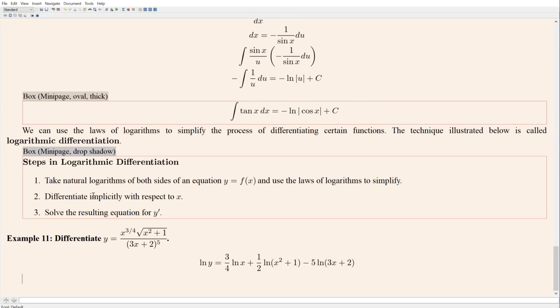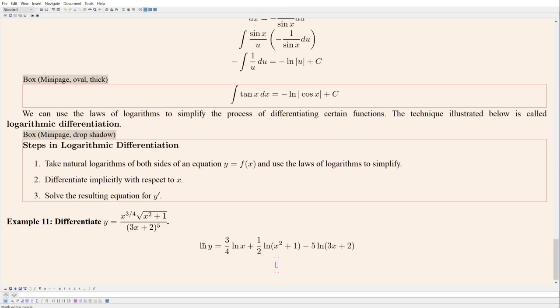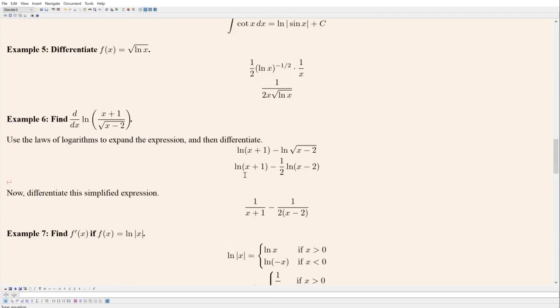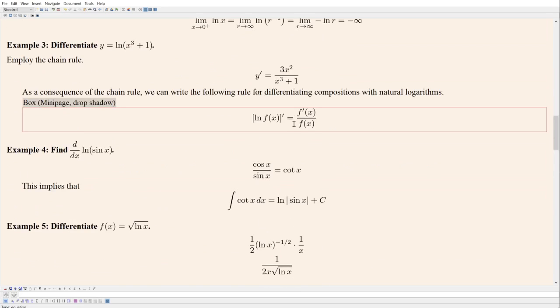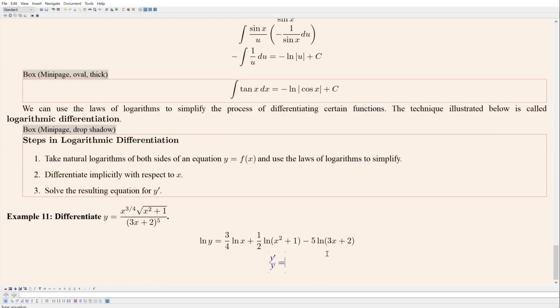Next, differentiate implicitly with respect to x. So just differentiate both sides. So what's the derivative of log y? Well, that is y prime over y, right? Let me remind you, I'm just using this rule here. Instead of f of x, we're now calling it y, so it's y prime over y, right? Because y is a function in this notation.